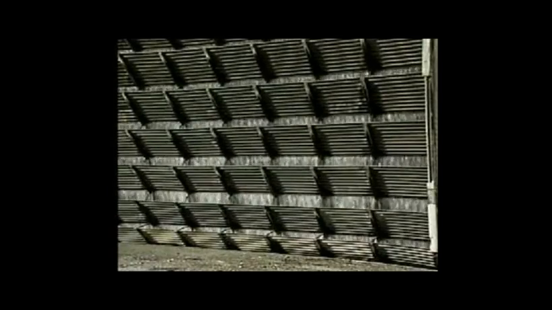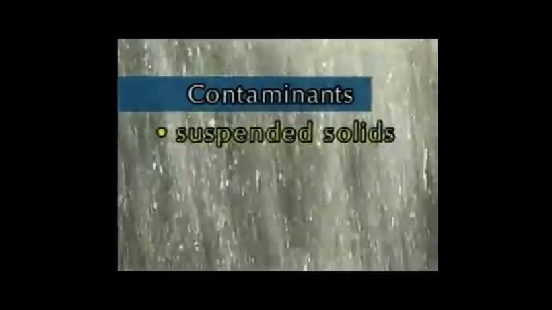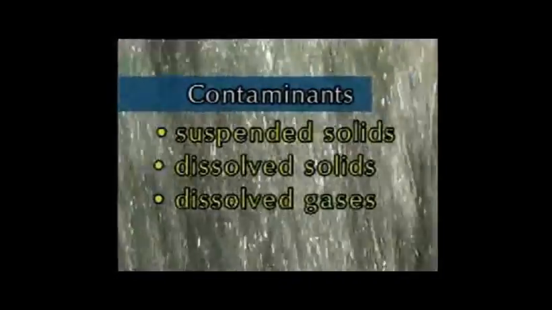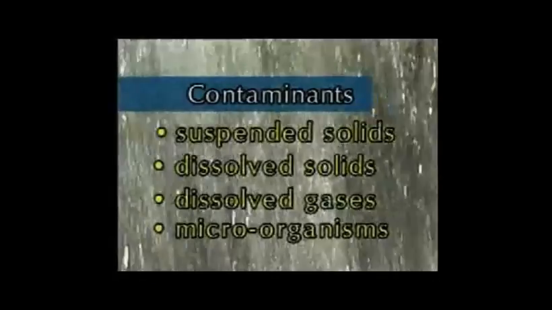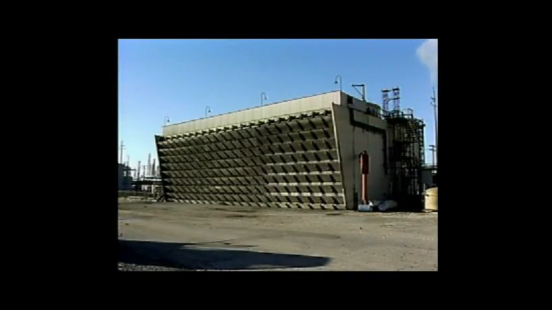All cooling water contains contaminants. The contaminants in cooling water can be divided into 4 broad groups: suspended solids, dissolved solids, dissolved gases, and microorganisms. Suspended solids are solid particles that are trapped in the cooling water.